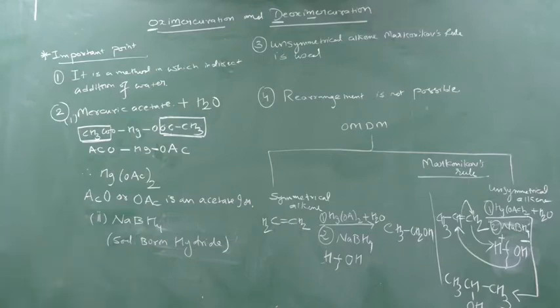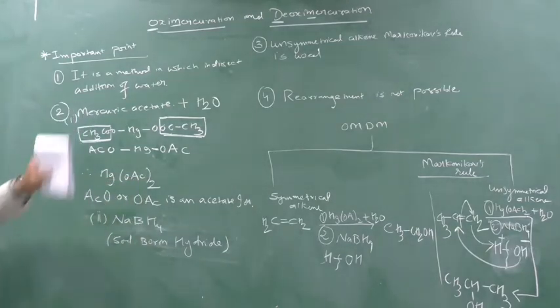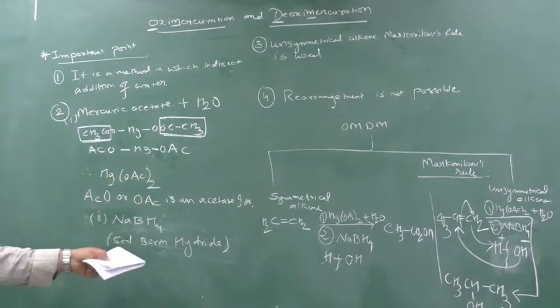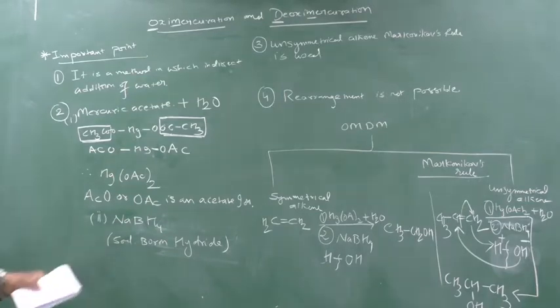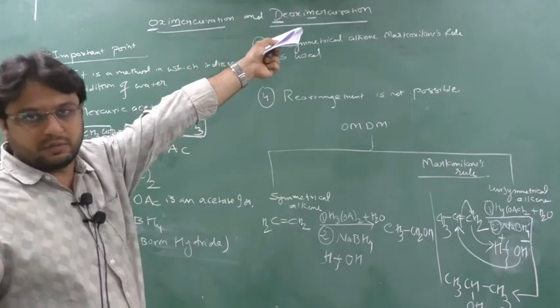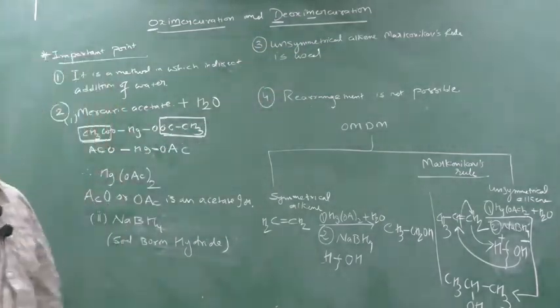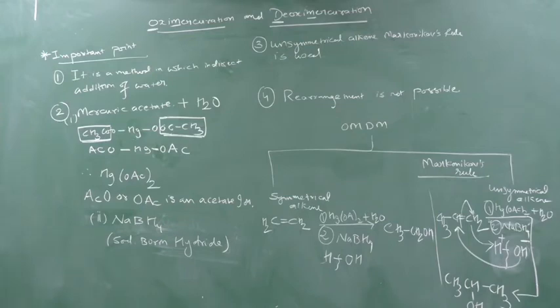Clear? Here we are using mercuric acetate and water in the first step. Understood what is mercuric acetate, understood the meaning of OAc. Clear? In the second step we are using sodium borohydride. This will be providing us what? This will be providing us H minus, that is hydride. If an unsymmetrical alkene is used in oxymercuration and demercuration, we follow Markovnikov's rule. And finally here there is no formation of a carbocation, hence rearrangement is not possible. Clear? Okay, once more I will take an example of an unsymmetrical alkene and then I will jump to the mechanisms.